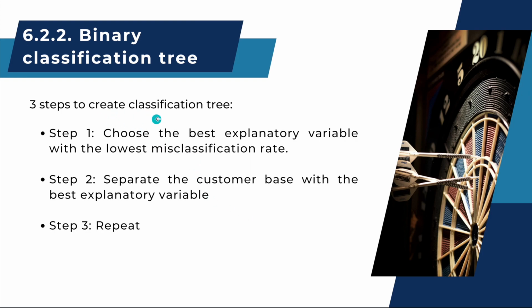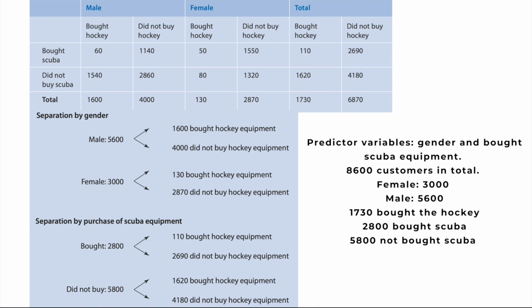Step 1. Choose the best explanatory variable with the lowest misclassification rate. The rate stands for the outcome that will never happen. Step 2. Separate the customer base with the best explanatory variable. Step 3. Repeat what we have done from step 1 to choose the explanatory variable with the lowest misclassification. And here, I got an example of how to do it.